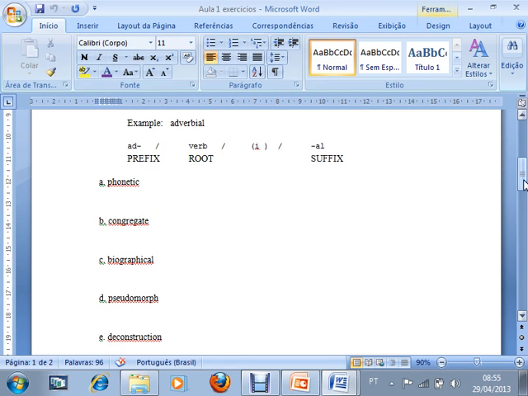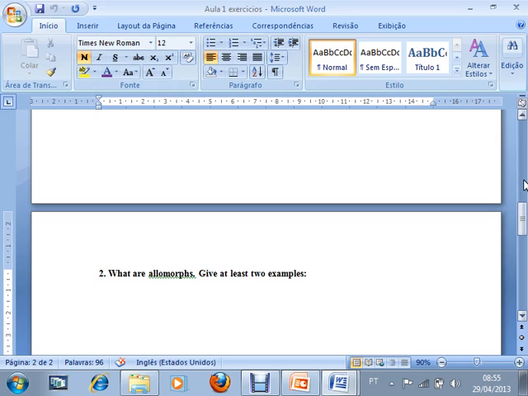Question number 2. Attention to this question, this is a very important question. What are allomorphs? Give 2 examples. And question number 3. What do you understand by homophones? And give at least 2 examples. Why am I giving you this? There will be nothing much different from these exercises I give in class in the exam. If you know how to answer them, you know how to do your exam.